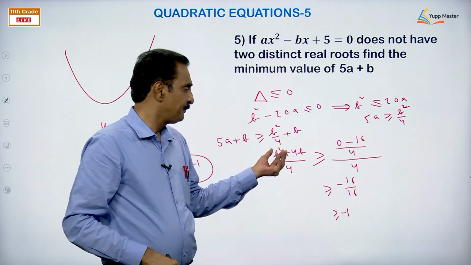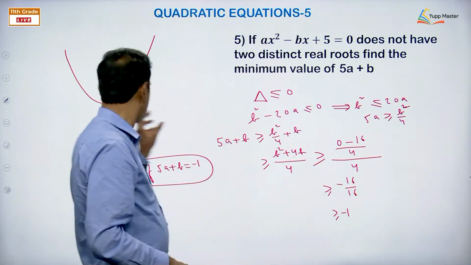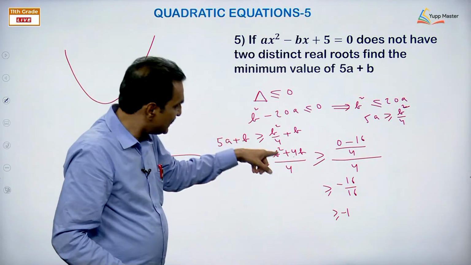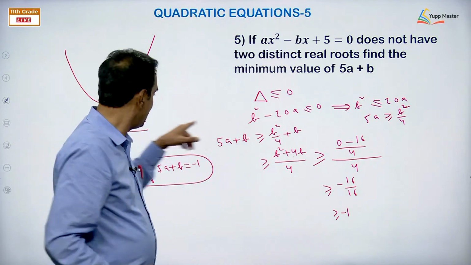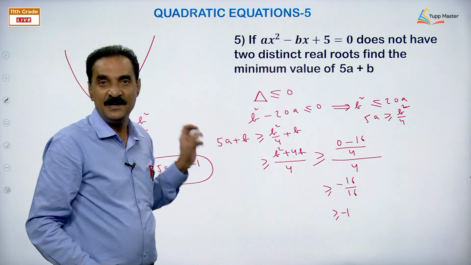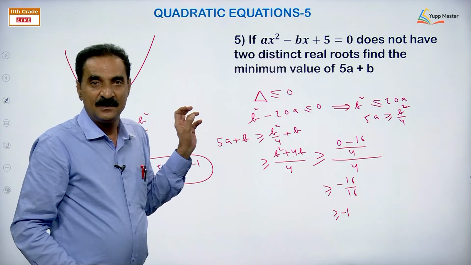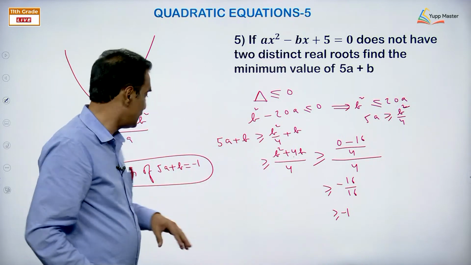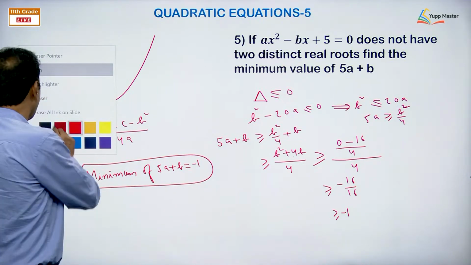Suppose you are confused with this formula because the expression is also in terms of b. Here I am writing the formula in a, b, c. If you are not understanding this method, then you can follow the squaring method.